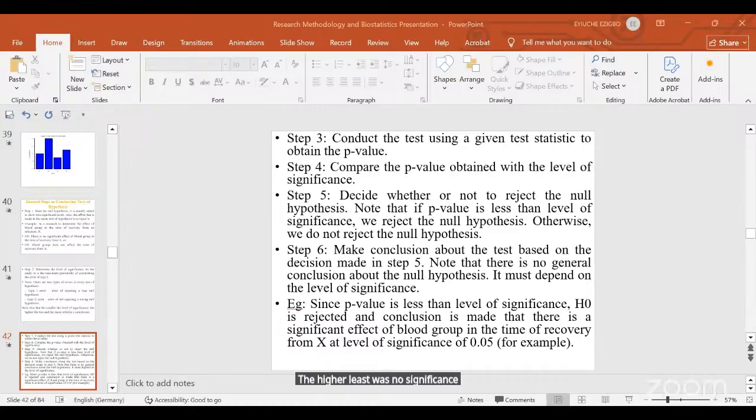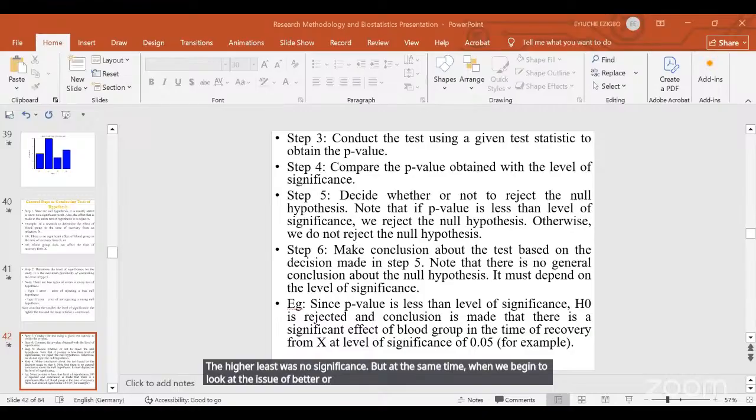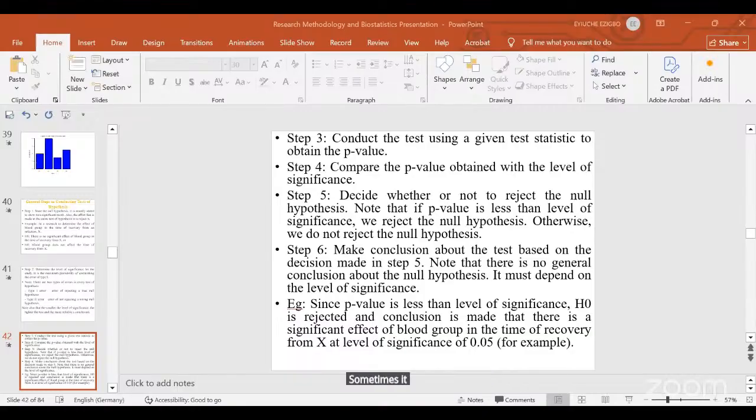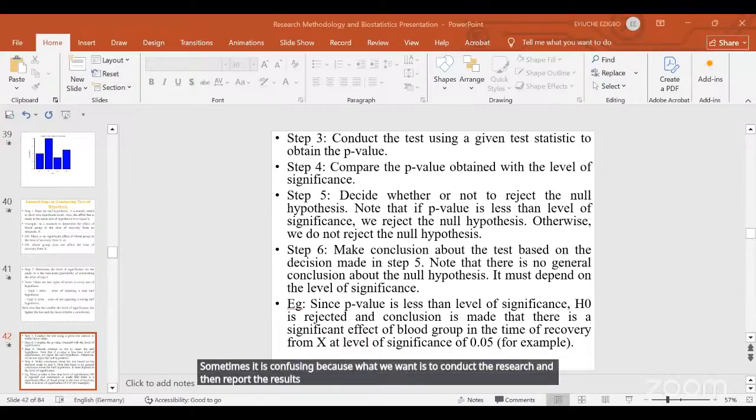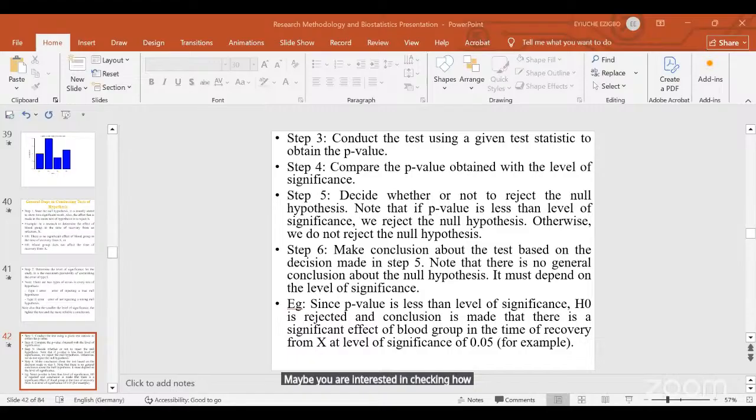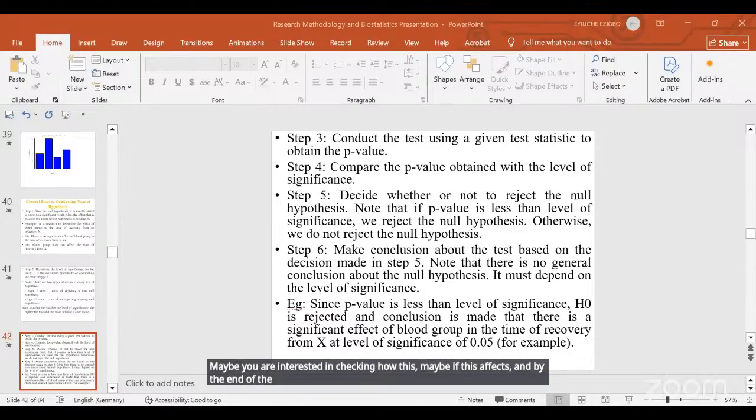But at the same time, when we begin to look at the issue of better or no better in research, sometimes it is confusing, because what we want is to conduct the research and then report the results. Everything that one sees in research is a result. Maybe you are interested in checking if this affects, and at the end of the day, you saw that it does not affect. It is a result, and what you need to do is to report it. I don't know if it's understood.